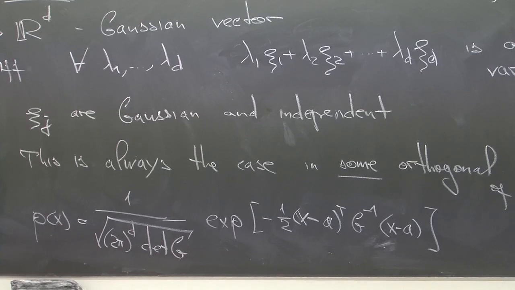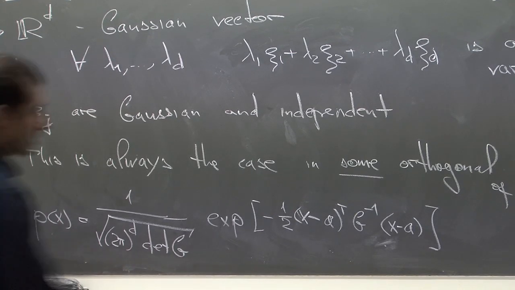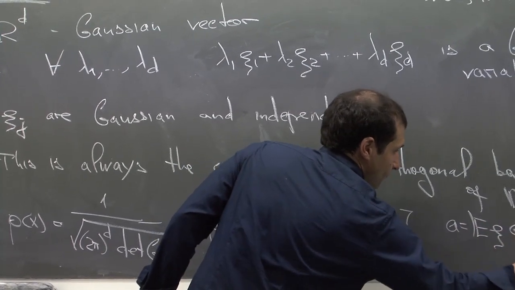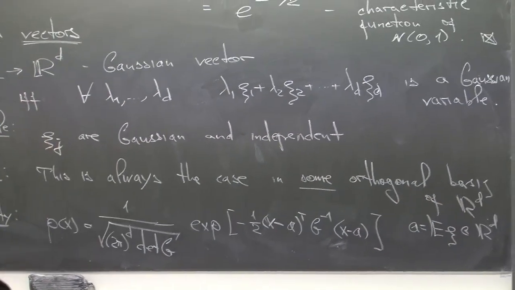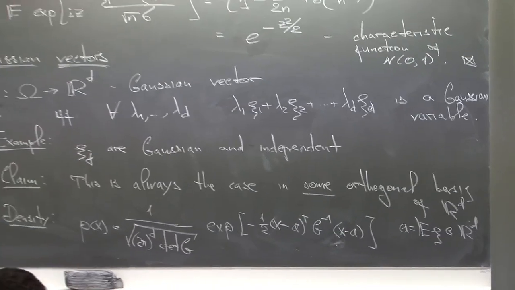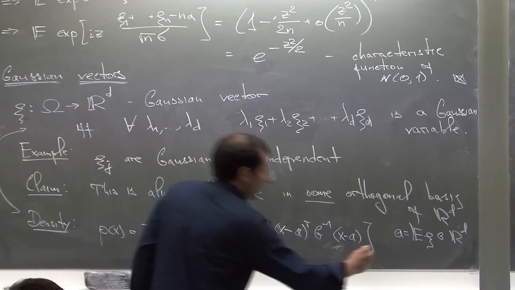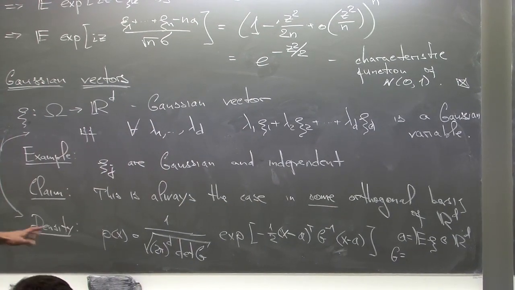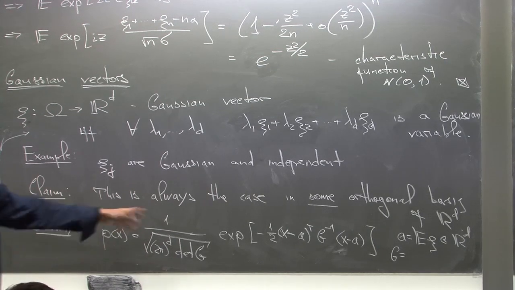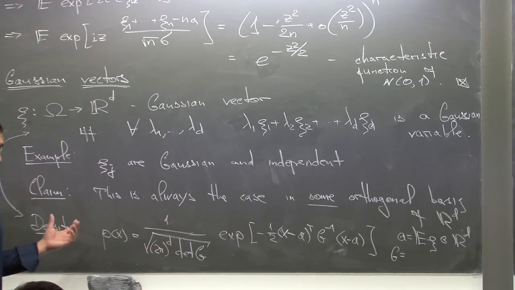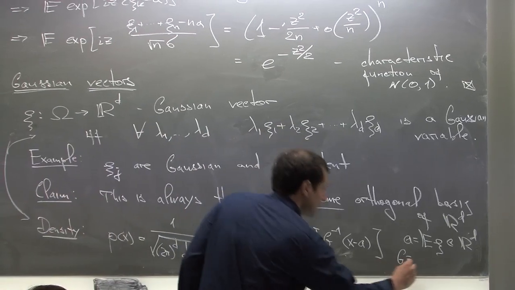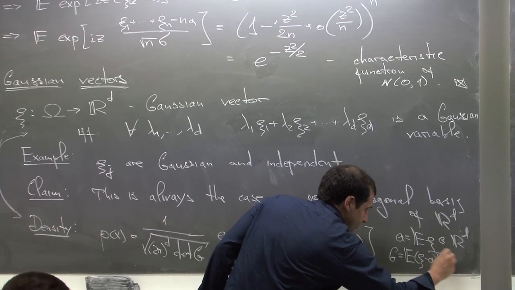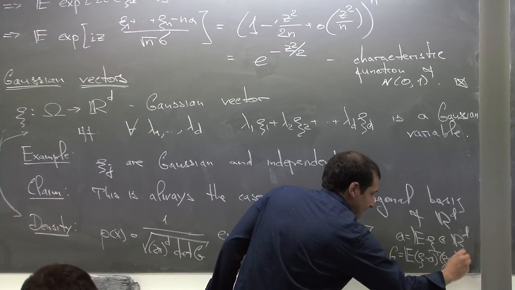Okay, so what is what here? So A is the mean value. This is a vector in R^D. And G, well, this is again a simple exercise. Actually, this is the covariance matrix of these random variables. So this is Xi minus A times Xi minus A transposed. This is the matrix.